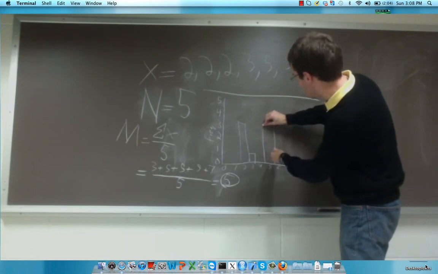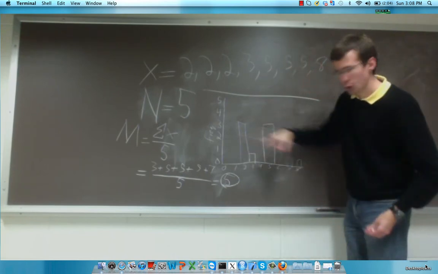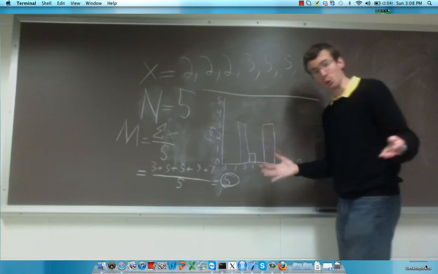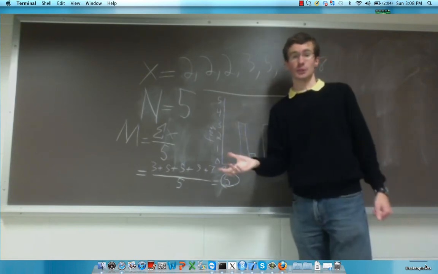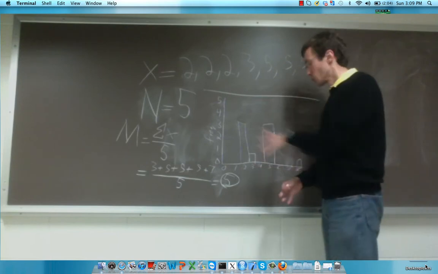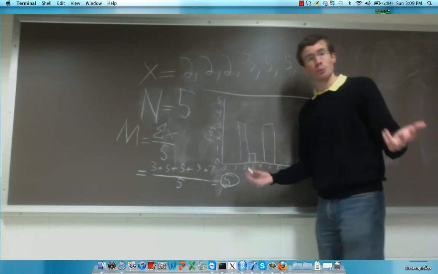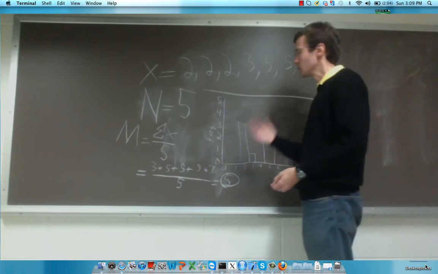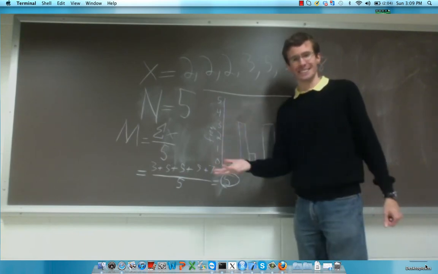The point is, the heights of these two bars over 2 and 5 should now be equal because they both have the same frequency. Now in this case, if we want to use the mode to describe this, well, there are now 2 modes, so that's not as good of a measure of central tendency.